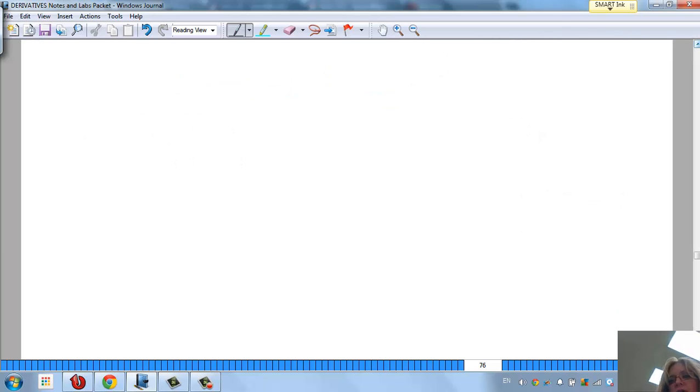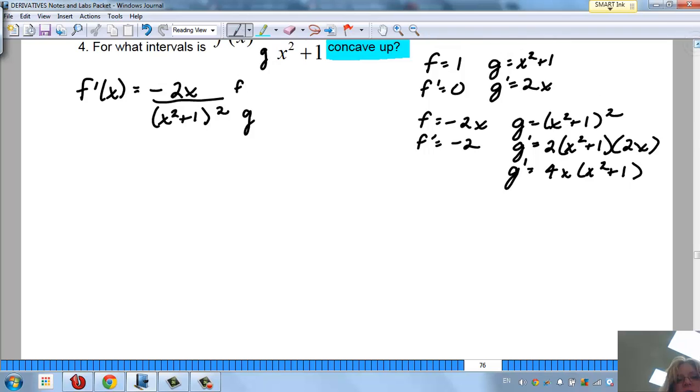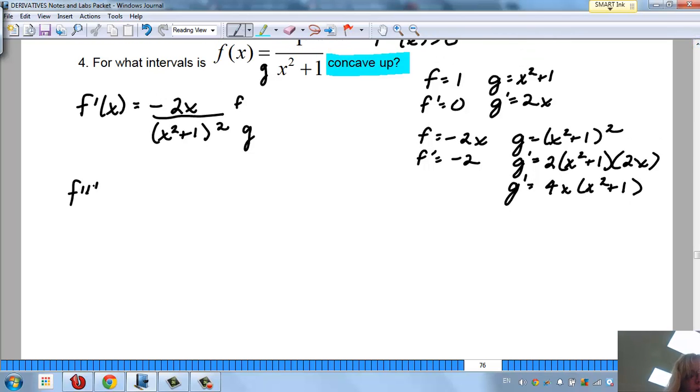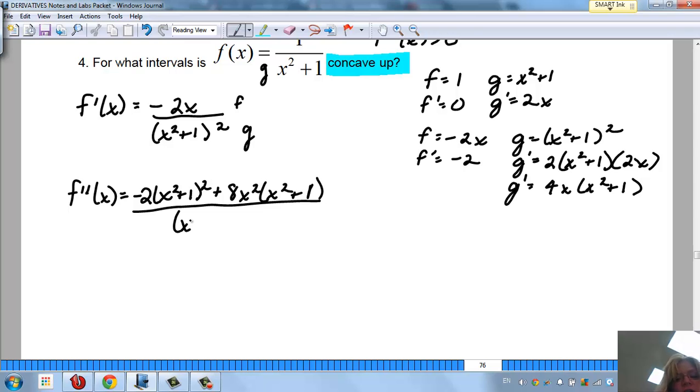Now, sorry, let's put this in our derivative. So I got f double prime of x is going to be f prime g, so it's negative 2 times x squared plus 1 squared, minus f g prime, but since it's already negative, it's going to be plus, and it's going to be 8x squared times x squared plus 1, all over g squared. So if I did x squared plus 1 squared squared, you know it's going to be to the 4th power, but let's just take baby steps here.